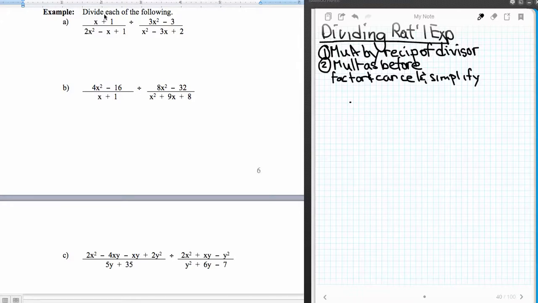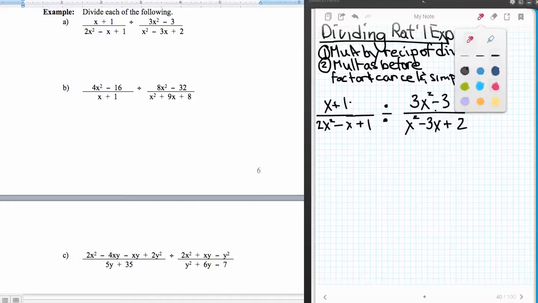And it's the first number here multiplied by the reciprocal of this second number, the divisor. So dividend multiplied by the reciprocal of the divisor. Then we multiply as we were just learning before. And multiplication, remember, is factor, cancel, and then simplify by multiplying it out. So let's go ahead and take a look at this first example. So just a second, I'm going to write this down and then we'll factor.